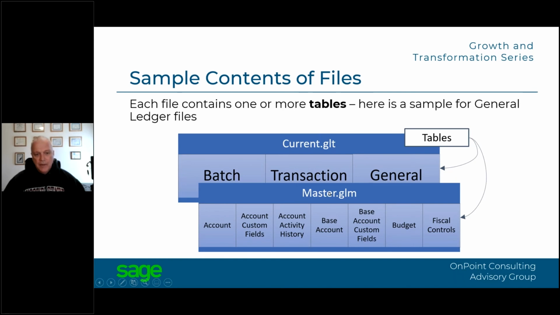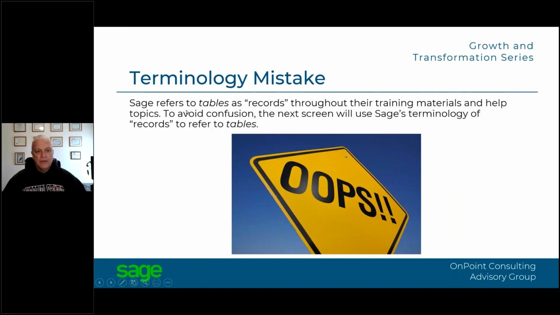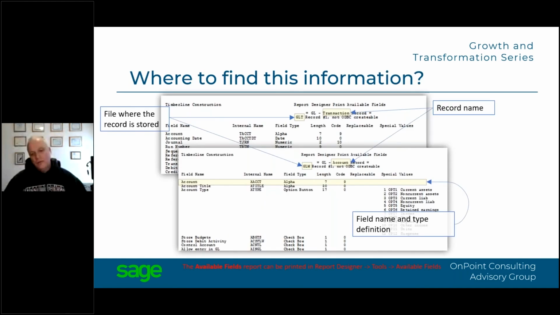So in your master GLM, you've got this information coming from different tables: accounts, activity, the base, custom fields, budget, blah, blah, blah, okay? Now remember that if you get into Sage, it refers to those as records. All right, and we're going to give an example here. I could have used this throughout my entire life. Oops.